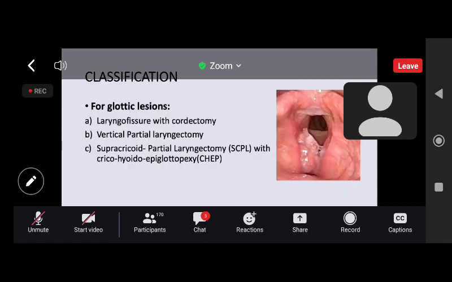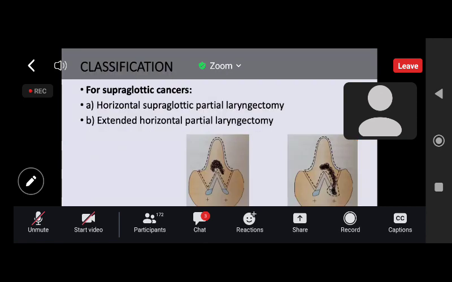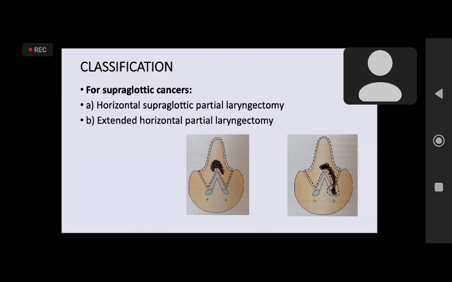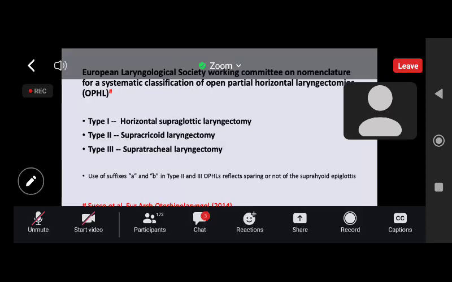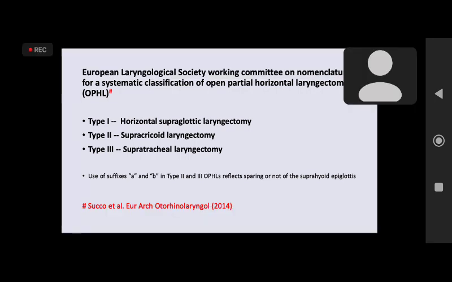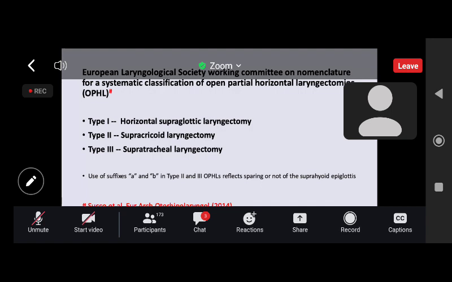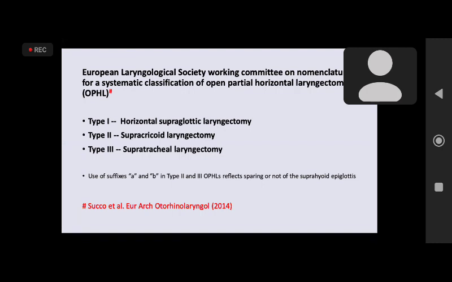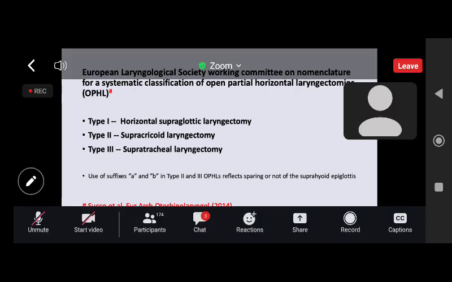So traditionally, we have this classification depending upon horizontal or vertical. That is, for glottic, we have laryngofissure and cordectomy, vertical partial laryngectomy, supracricoid laryngectomy, and for supraglottic, we have horizontal supraglottic partial laryngectomy and extended horizontal partial laryngectomy. But the recent nomenclature is from the European Laryngological Society, which divides them into type 1, 2, and 3, depending upon where we make the cuts horizontally: either above the cord, below the cord, or below the cricoid cartilage.